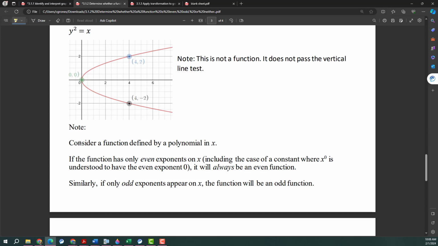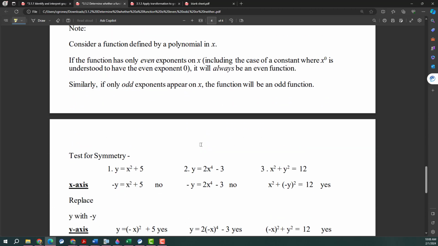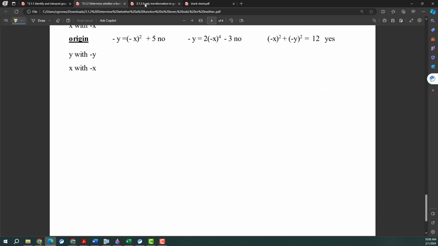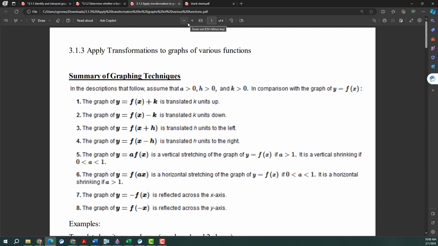And there's another note. Consider a function defined by a polynomial in x. If the function has only even exponents, it will always be an even function. Similarly, if only odd exponents appear on x, then it will be an odd function. So these are some examples that you want to look at. I am going to do some examples from the homework. That way, it's just easier to see.